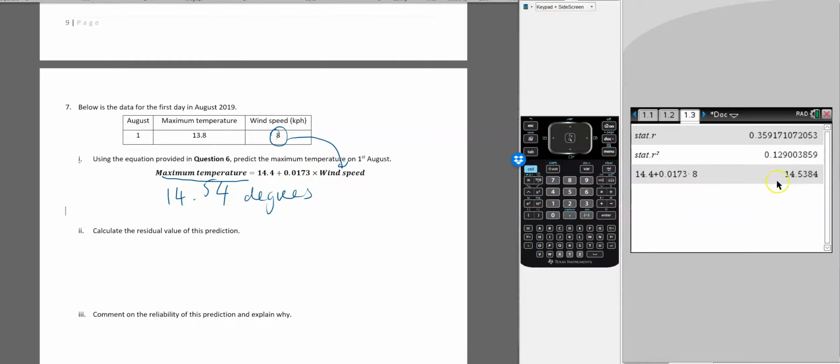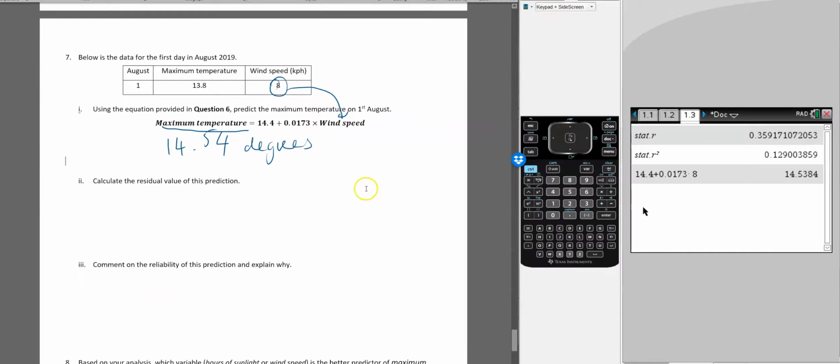Okay, so 14.54 degrees. Now I'm just going to round this to maybe 14.5 degrees. Or if you have used 2 decimal places for the earlier ones, it doesn't really matter at this point. So that is my prediction.